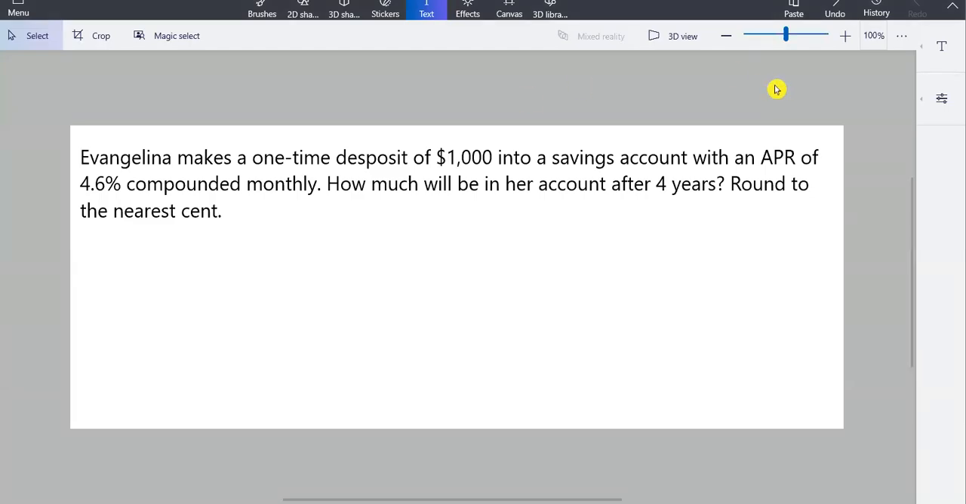Okay, Evangelina makes a one-time deposit of $1,000 into a savings account with an APR of 4.6% compounded monthly. How much will be in her account after 4 years, round to the nearest cent?